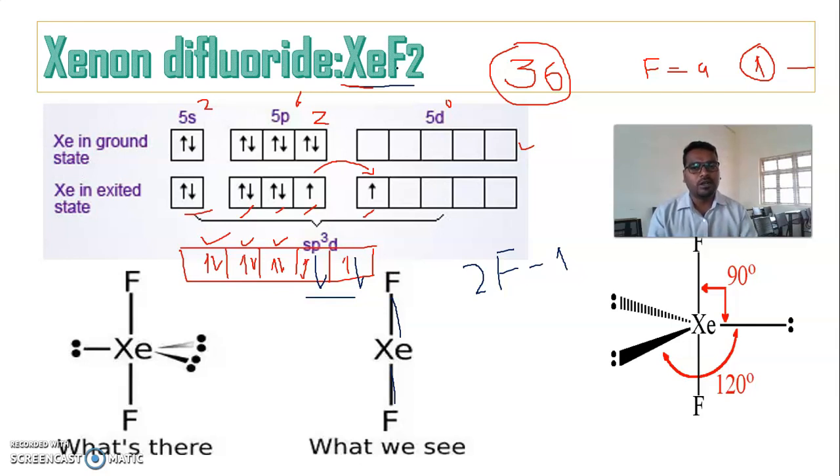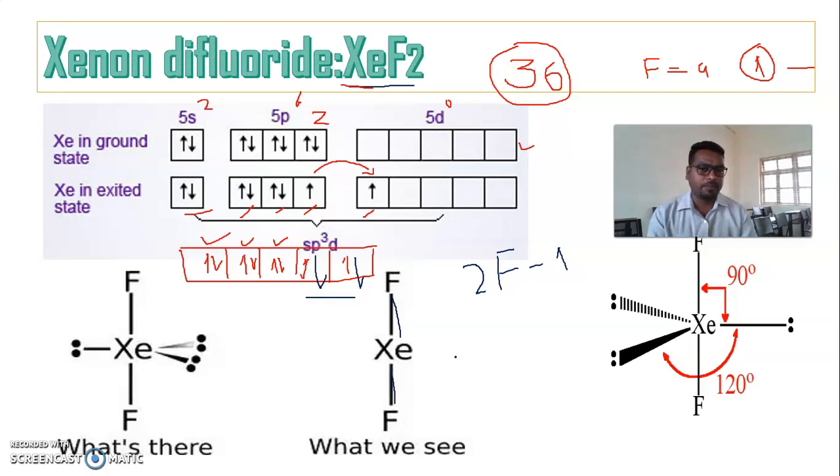Xenon difluoride means xenon forms only two bonds. That's why we need only two unpaired electrons, and only the 5p electron shifts to 5d on excitation. So this is how the bond formation takes place.